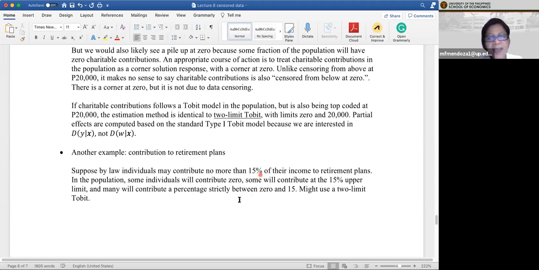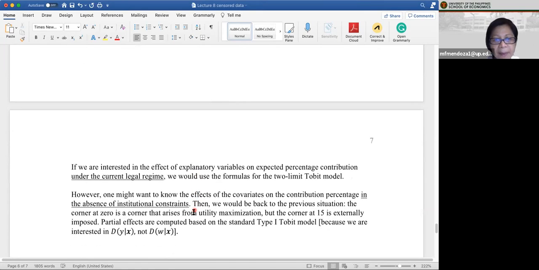In the population, some individuals would contribute zero if they're not working, or if they choose not to contribute to a retirement plan. Some will contribute at the upper 15% limit, and many will contribute a percentage strictly between 0 and 15. So in this case, you can again use a two limit Tobit. If we are interested in the effect of the explanatory variables on expected percentage contribution under the current legal regime, then we use the formulas for the two limit Tobit model.